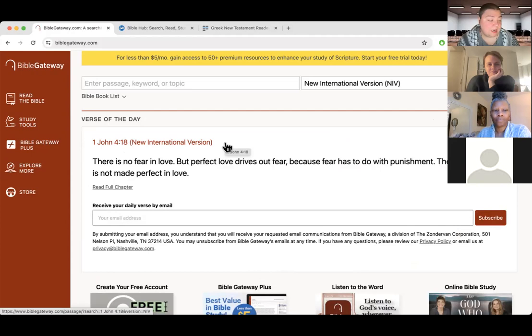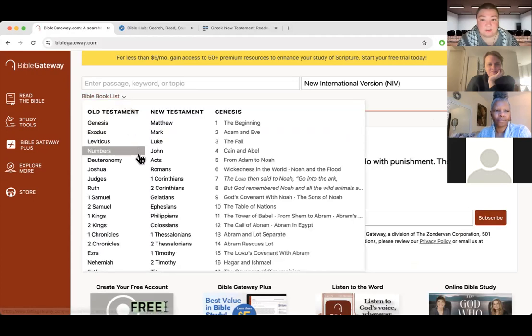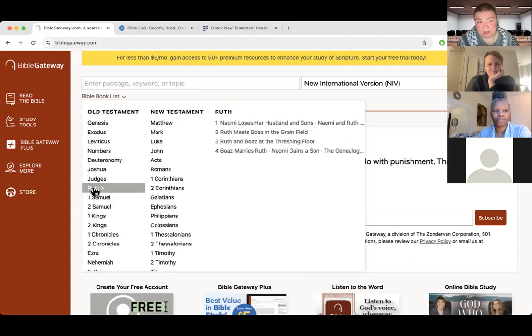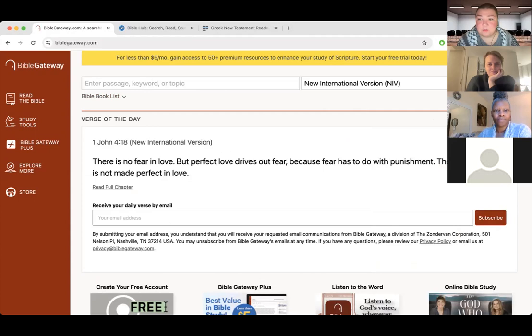If you go to the home page, you'll see that there's a drop-down menu of the books of the Bible over here, if you want to find a specific book. And then, for example, you could go directly to Ruth, click Ruth, it'll take you there. Next, over here on this menu, let's see if I can move you around here.